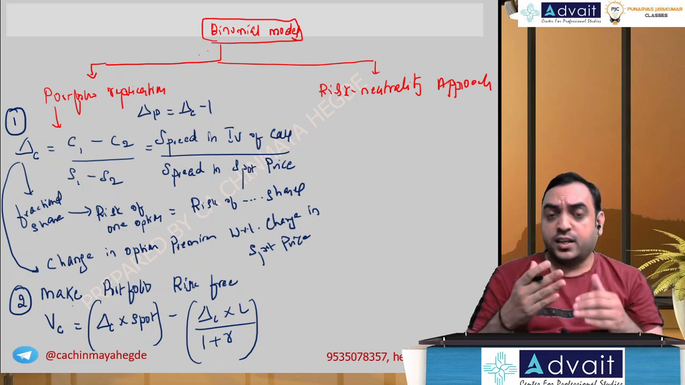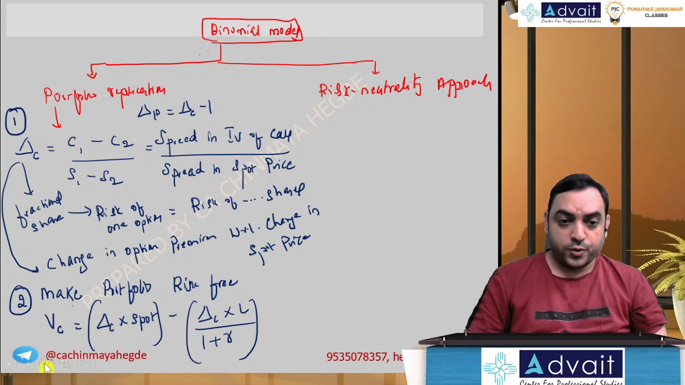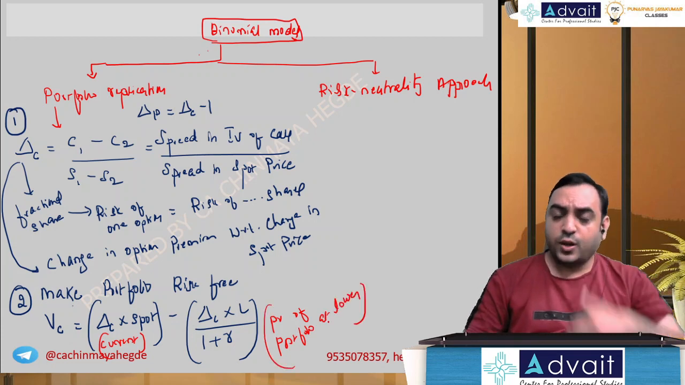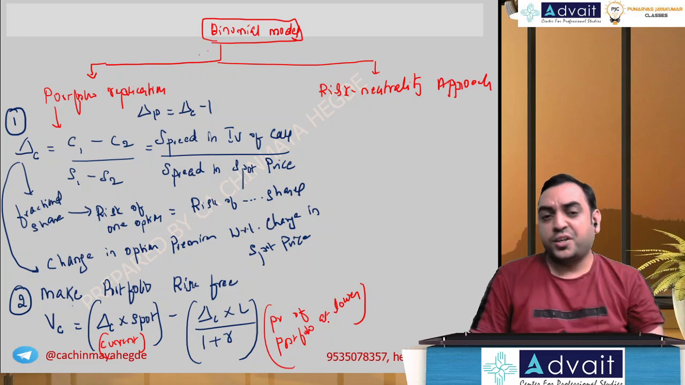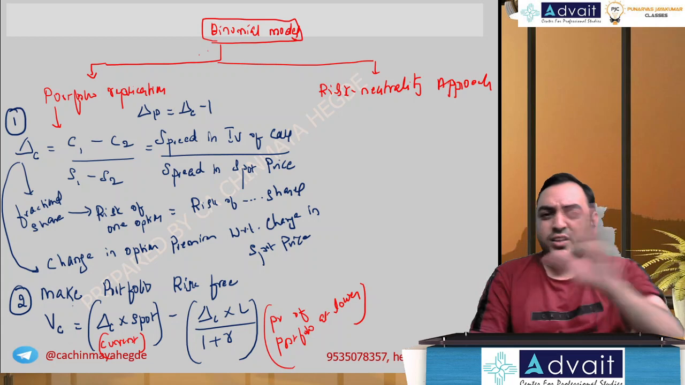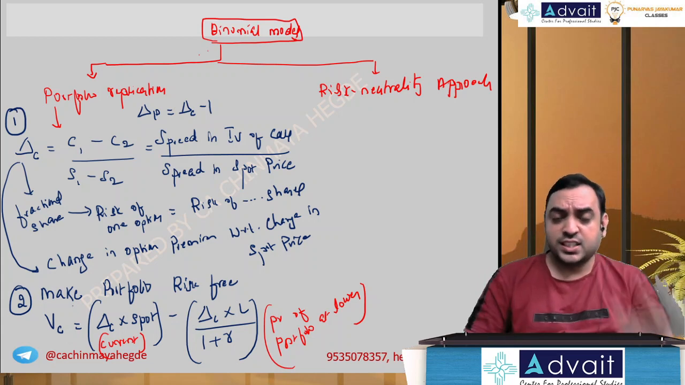So delta C into spot means the current portfolio. This is the current portfolio, and this is the present value of the risk-free portfolio, the present value of the portfolio at lower price. You can also do it at higher price, but lower is straightforward. For derivation, you don't worry. So these are the steps under the portfolio replication approach.